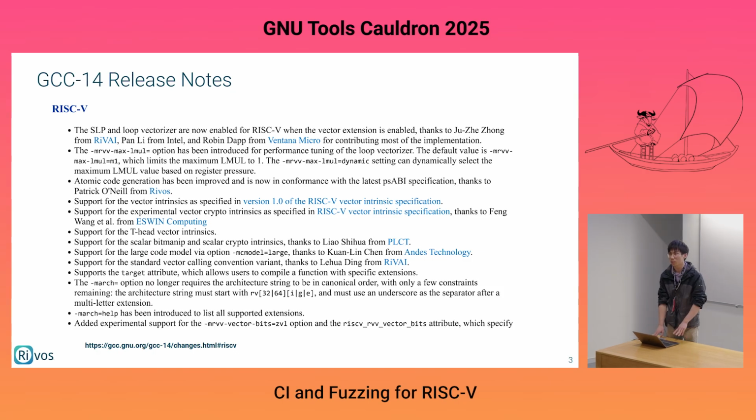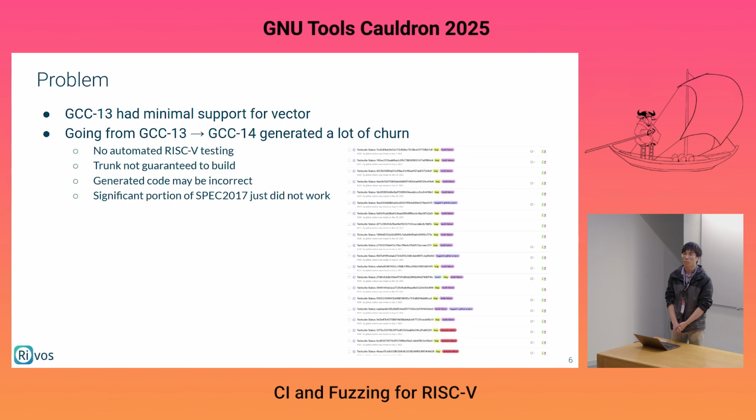You don't need to really read through this. The most important thing probably is that auto-vectorization was enabled for RISC-V, and a lot of other RISC-V vector work also went in. So the problem at that time was that going from GCC 13 to GCC 14 was a really big jump. GCC 13 release had very minimal support for vector. And so getting to where we were in GCC 14 release is quite amazing.